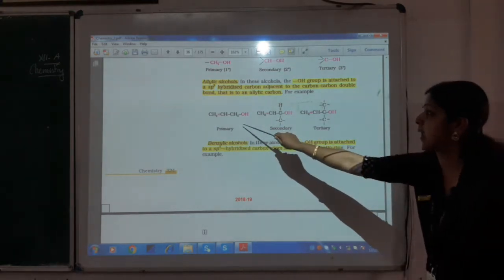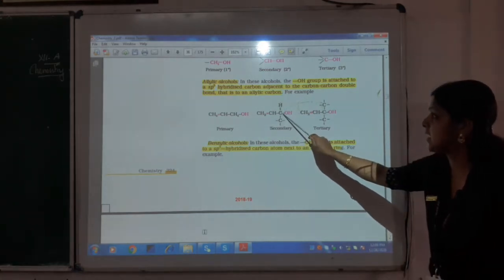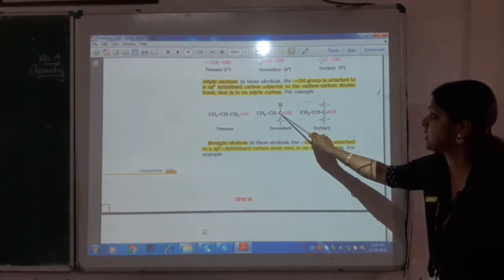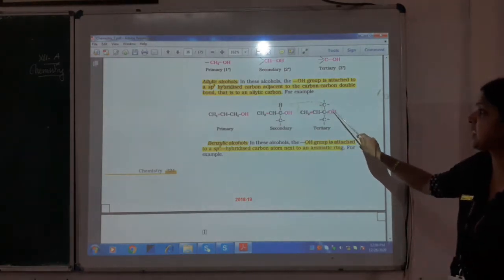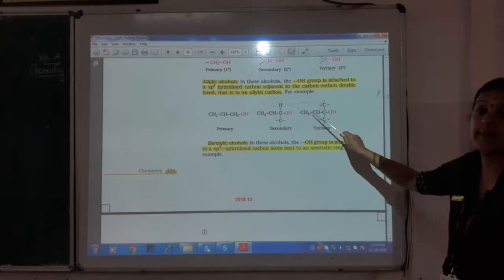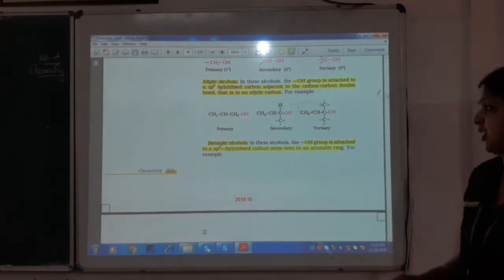If you see here, this is primary because it has only one carbon that is double bonded. Here C is holding the OH which is attached to two carbon atoms. Here C is attached to OH which is attached to three carbon atoms. So you call it primary, secondary and tertiary.